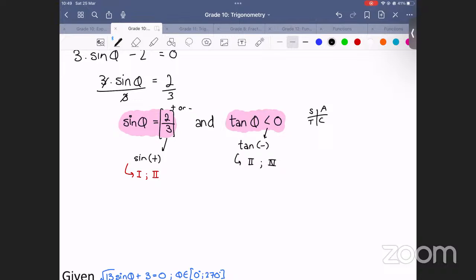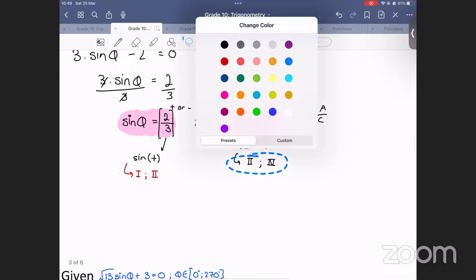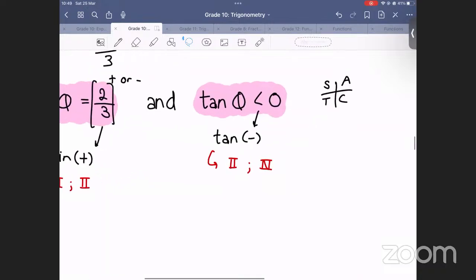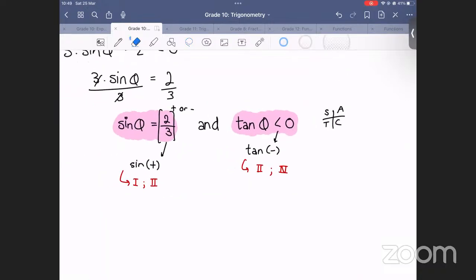Okay, oh, well, I didn't draw it right. So in the second and in the fourth. One of them is telling us first and second, and the other one is saying second and fourth. Basically, the one that's common between the two is what you're going to choose. Okay, I hope that makes sense.